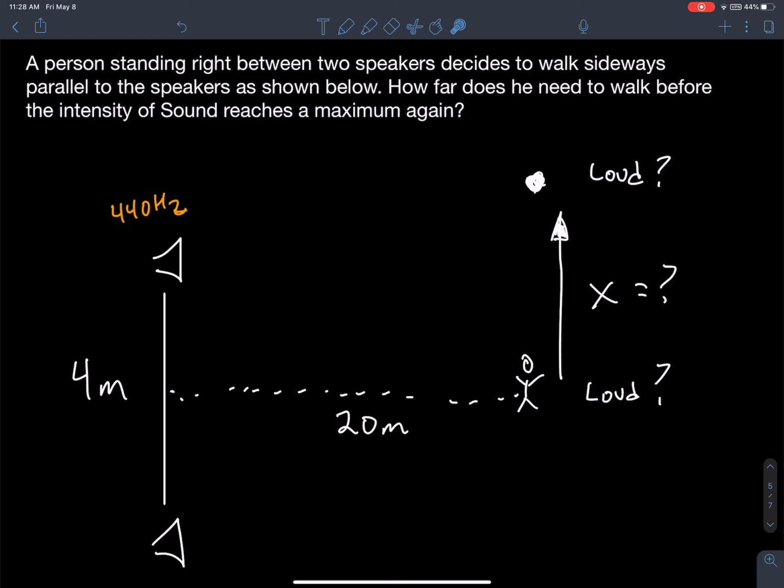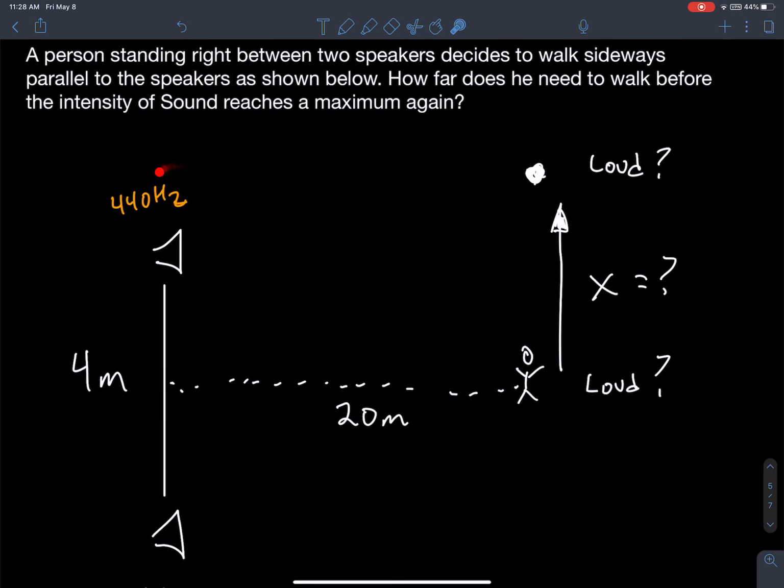Okay, the next problem is a little bit more complicated, okay? And I'm going to introduce you to a formula that we're going to derive in the next week, but it's important to be able to calculate these things. So I have the same speaker setup. These two speakers are 440 hertz, and they're 4 meters apart. And now this person is standing right in between.